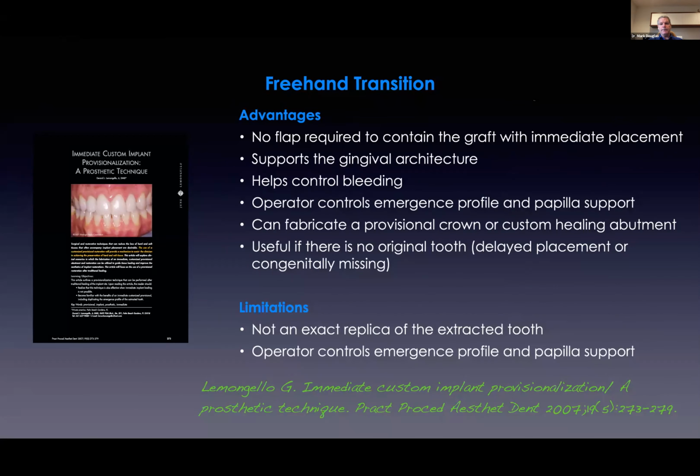You can fabricate a provisional crown or custom healing abutment. And it's useful if there's no original tooth, delayed placement, or if the tooth is congenitally missing. Limitation: it's not an exact replica of the extracted tooth. The operator controls the emergence profile and papilla support.